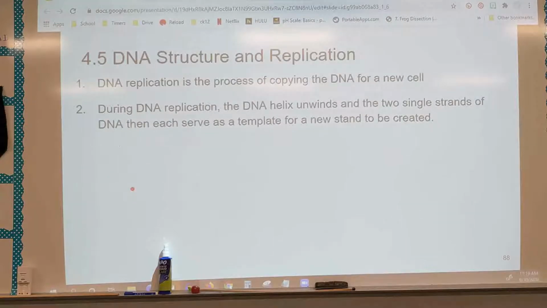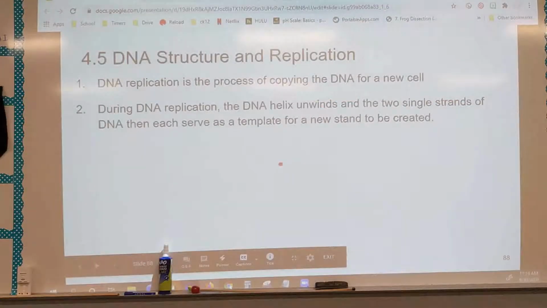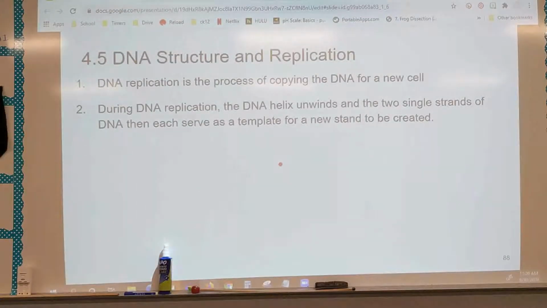Okay? So each new molecule of DNA will use one of the old strands and have a new strand that goes with it, which is kind of cool. All right. So we good? We need a minute? Okay.